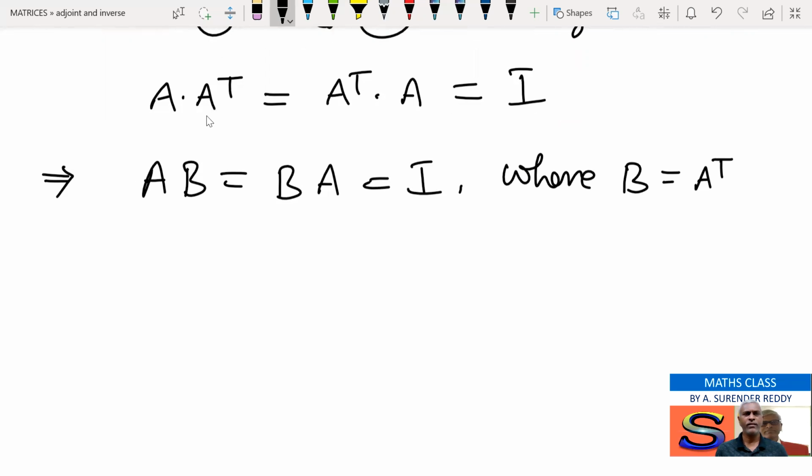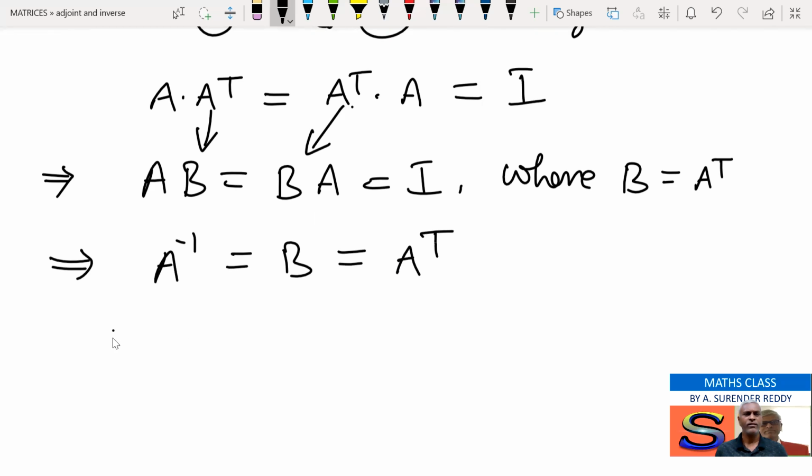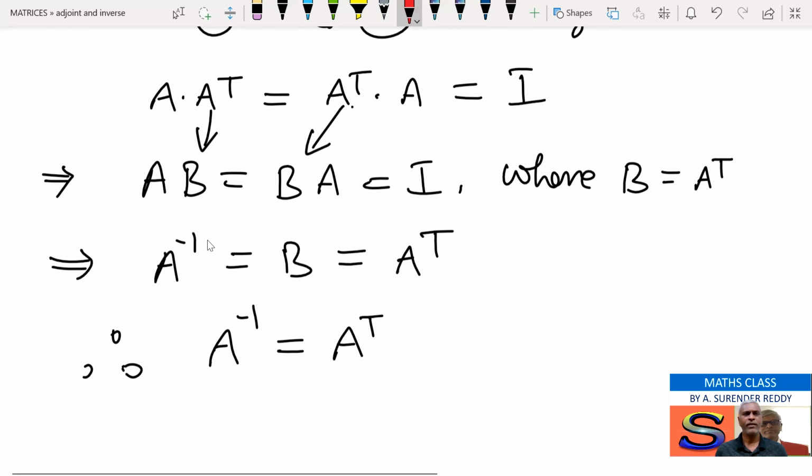A^T ni B anukunte idi manaku AB is equal to BA is equal to I roopamlo undi. So this implies by definition, this is the definition of inverse. A inverse is equal to B. Here what is B? That is A^T. Therefore, A inverse is equal to A^T. These two are equal. So this is the proof.